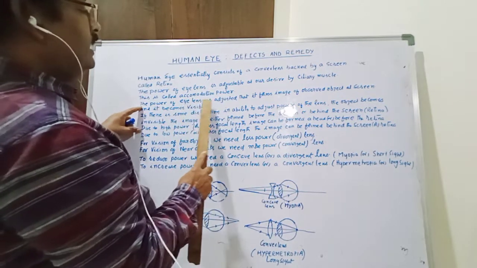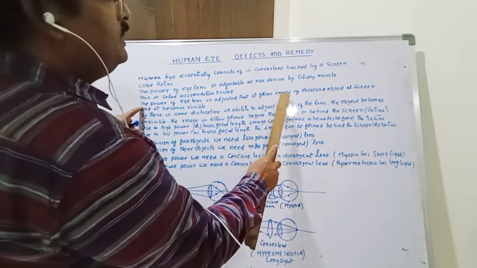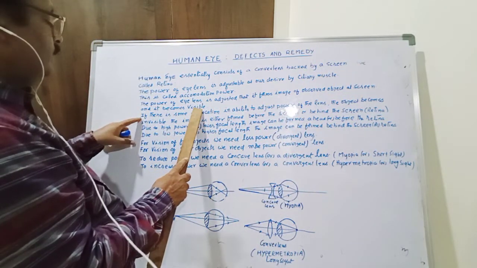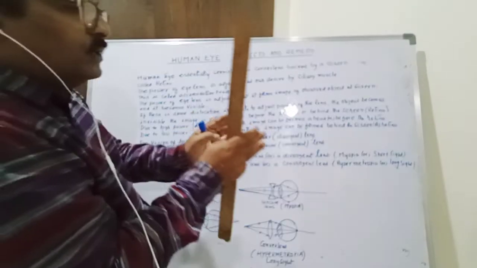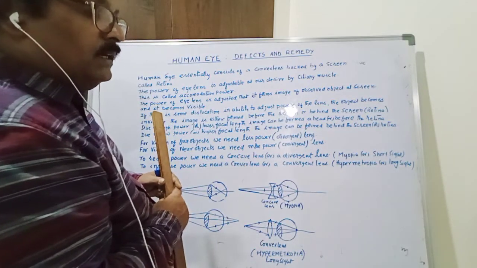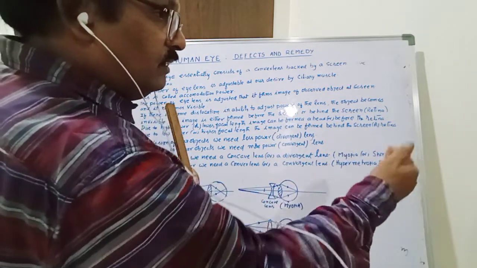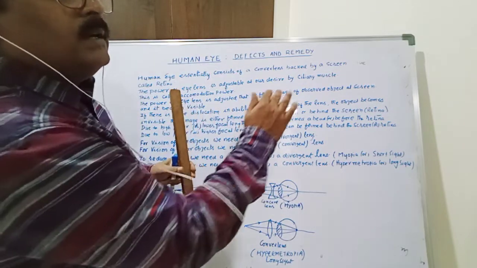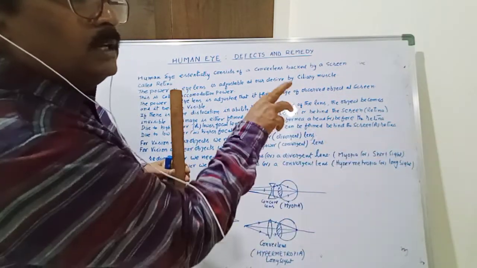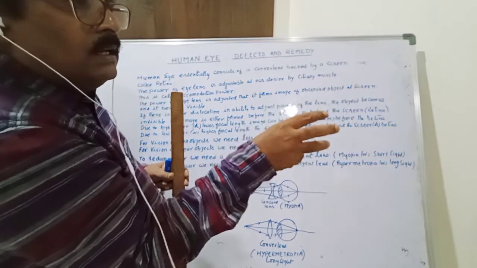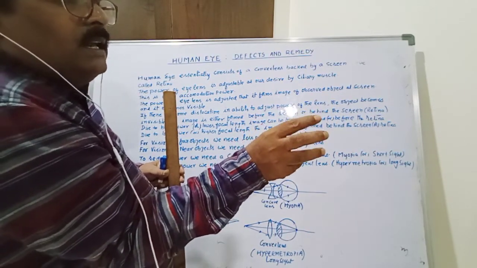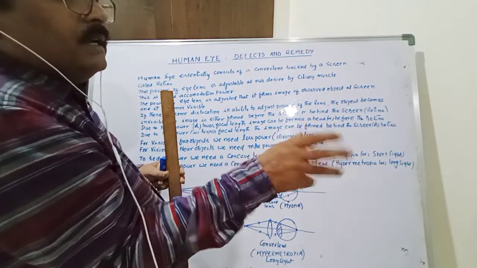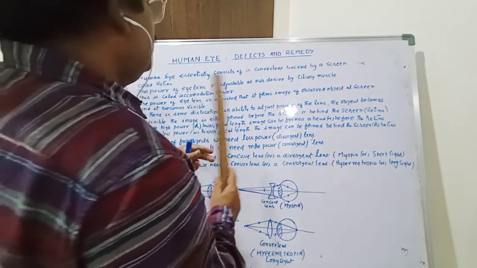So the power of the eye lens is adjusted so that it forms the image of the observed object on the screen and it becomes visible. If there is some dislocation... Near objects are seen because the image is forming on the retina, and far objects are also seen because the image is formed on the retina. In both cases, the lens is able to adjust its focal length by becoming thinner and thicker, changing the focal length accordingly to form the image on the screen.